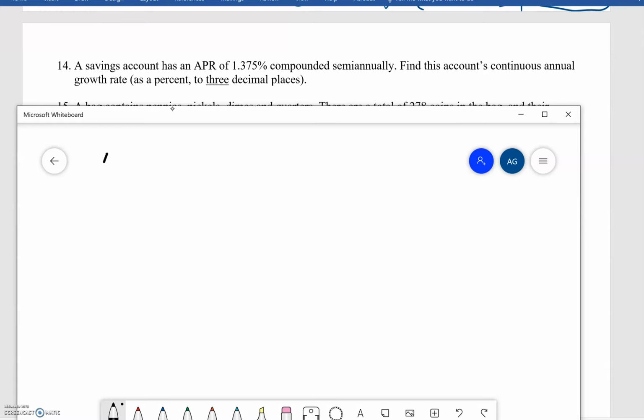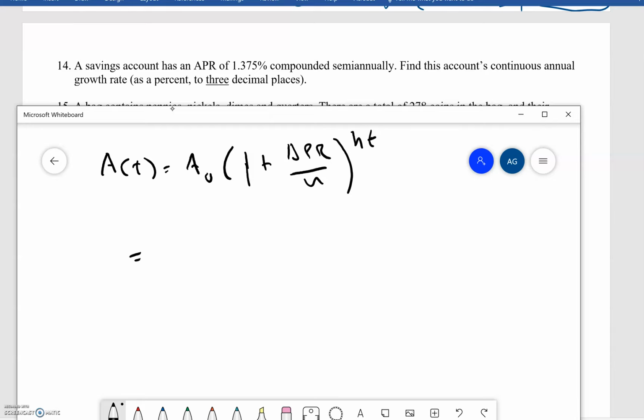We don't have an initial value, but just to get started, let's just write the formula down. Okay, so that's the old formula, and let's assume that we had 1 unit, since otherwise it's not stated. Our APR is 0.01375, over 2 because it's semi-annual, and that's raised to the 2t.